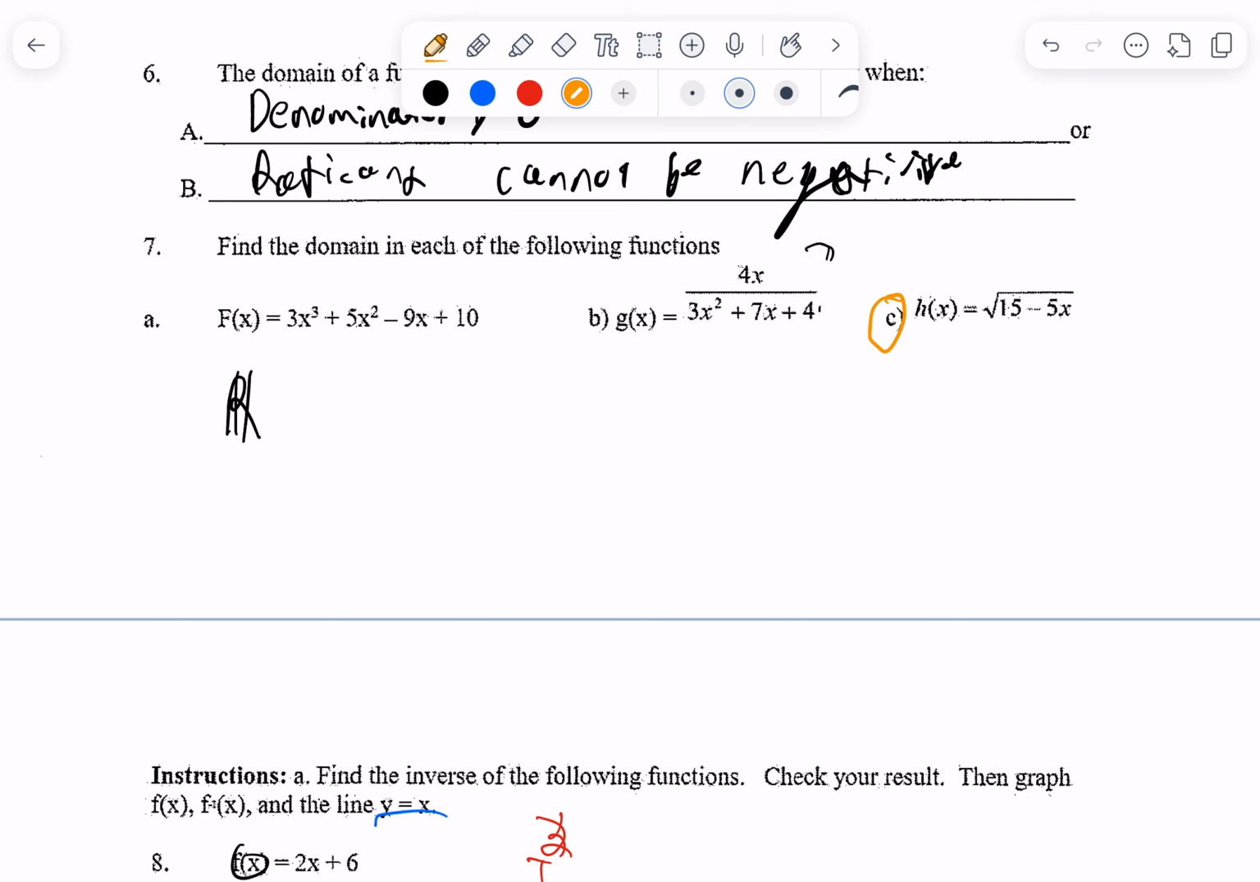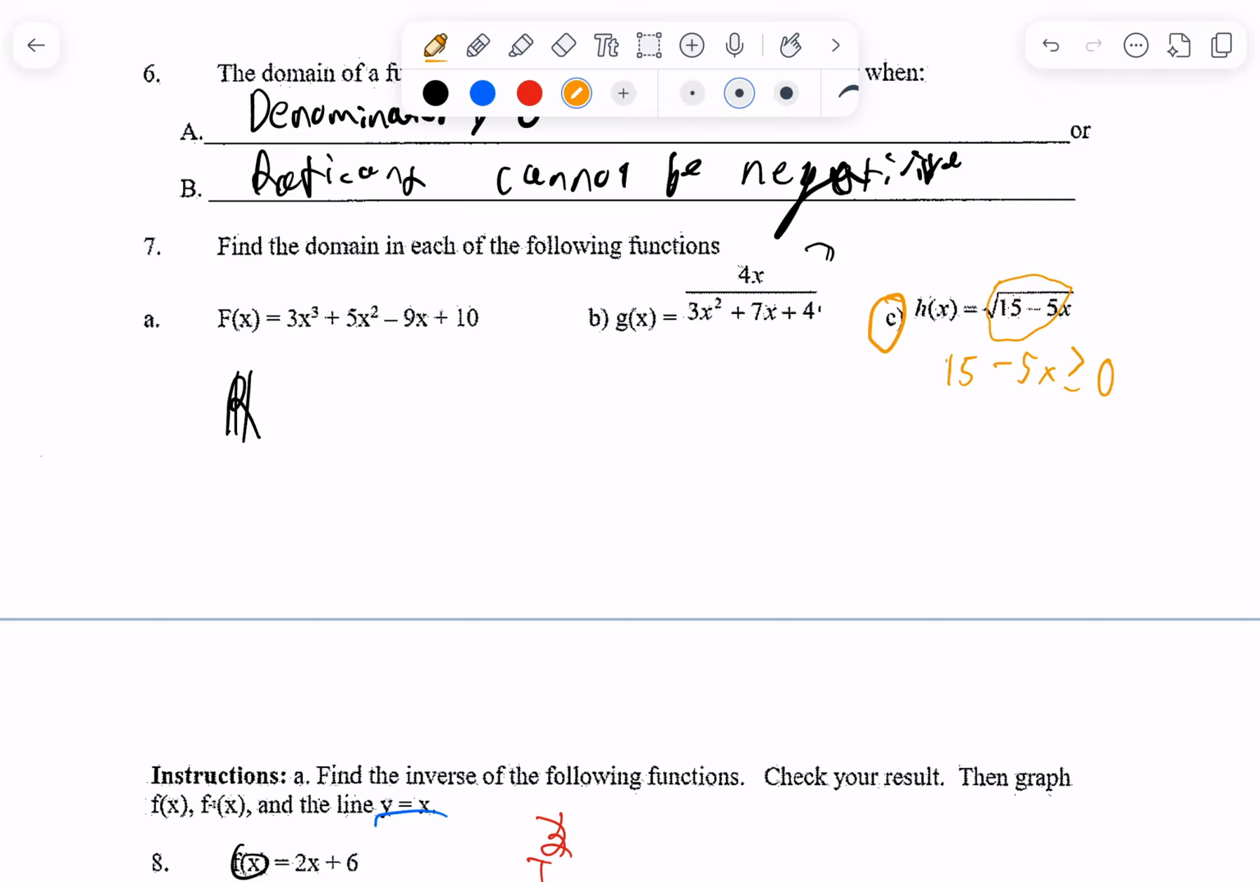Anyway, it's confusing here because it's in a square root, and it doesn't look like we can really do anything. So what we have to do is just take it out of the square root. You just write 15 minus 5x is greater than or equal to 0. That's how you set up a problem like this. You just take it out of the square root.